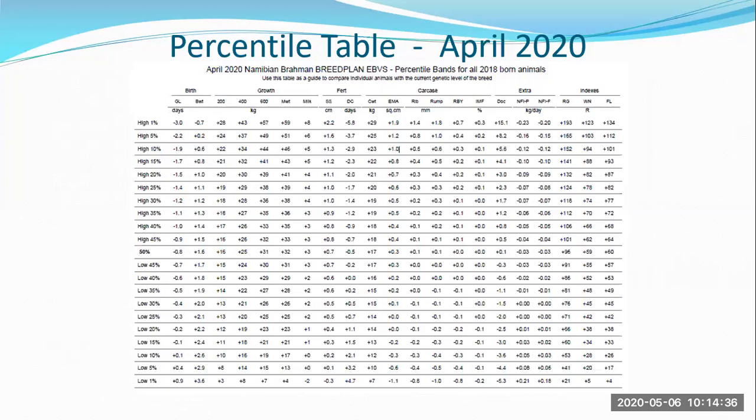This is the percentile table. I think as a stud breeder, you should know this. This is all the EBVs, the range of EBVs, and where you stand in terms of that breed: are you in the upper 10% or in the lower 10%? This is a very important concept, and we will also refer to this later.